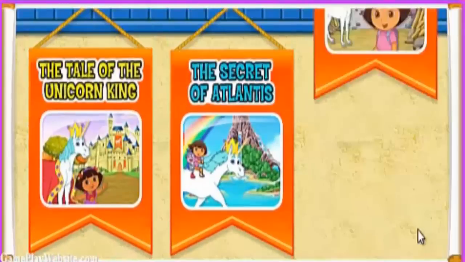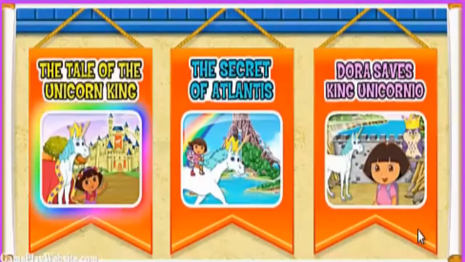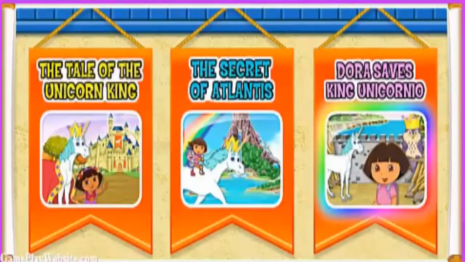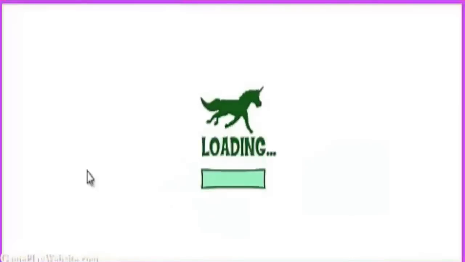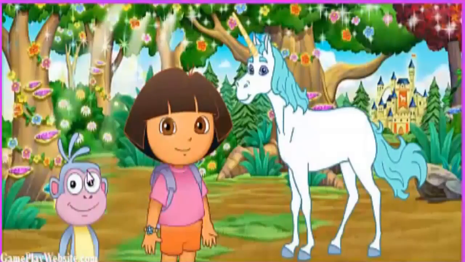Click the adventure you want to play. The Tale of the Unicorn King. The Secret of Atlantis. Dora saves King Unicornio. Swiper is swiping the Christmas present. The Tale of... Swiper, I told you not to swipe, but you persist.